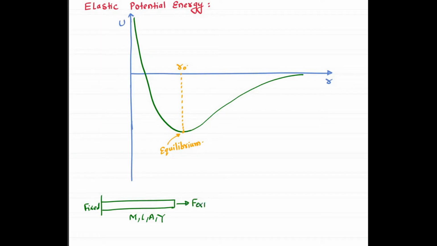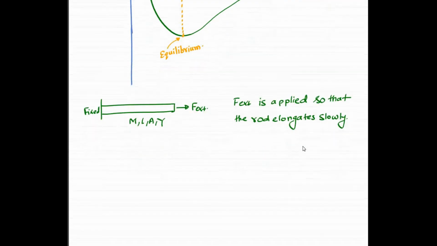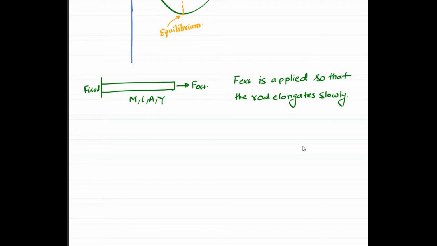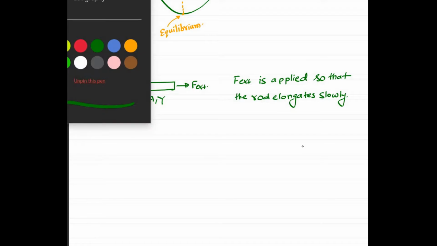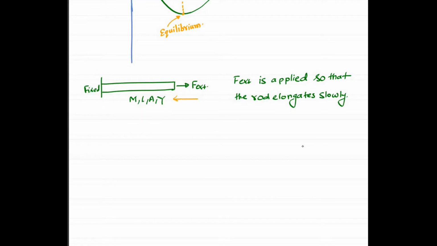An external force F external is applied so that the rod elongates slowly. And say, due to this force, it has elongated by a length of small l.